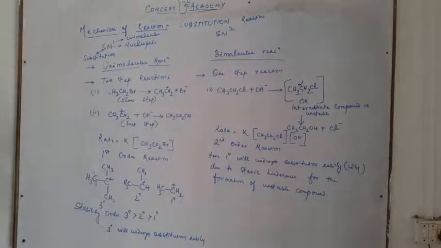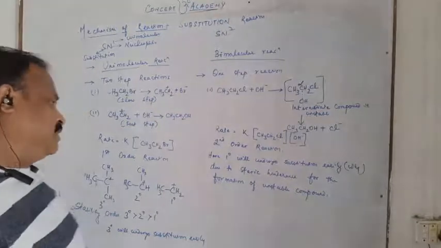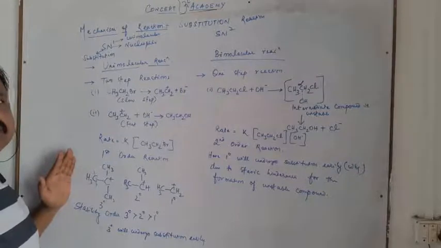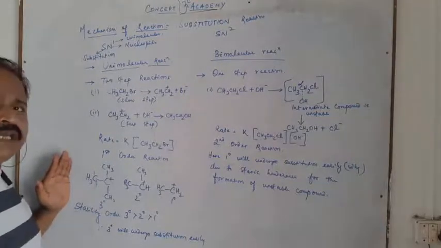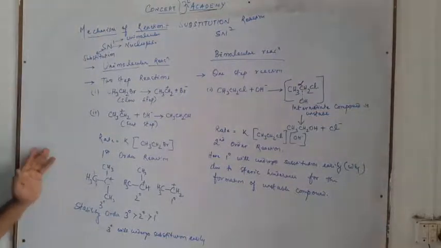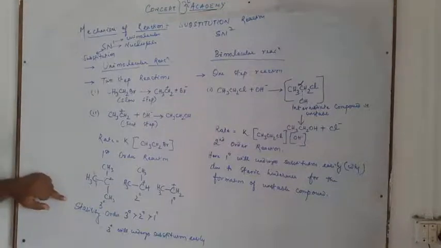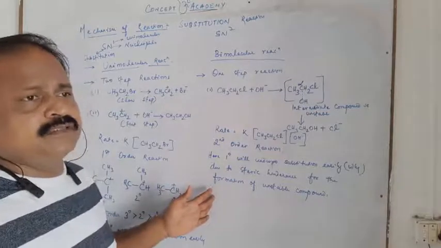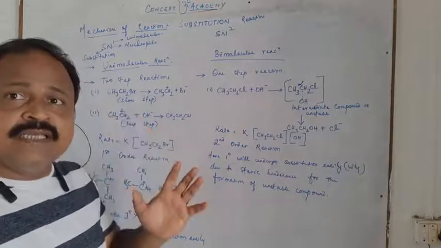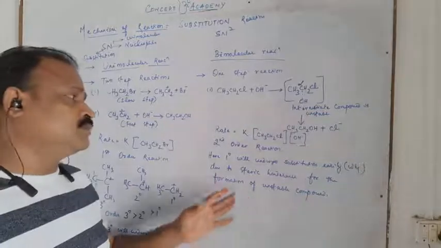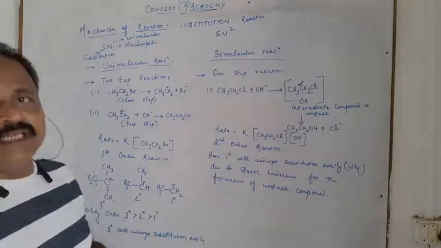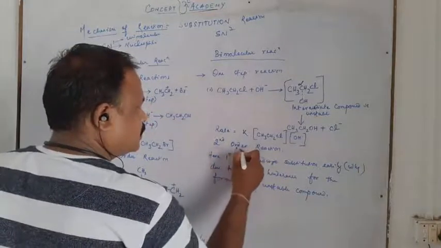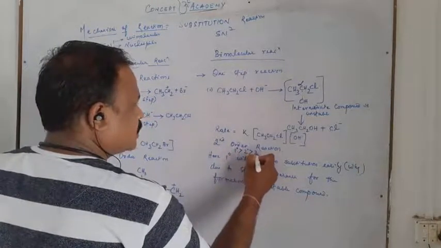Okay, now regarding stability, if we see here, these carbocations, that is the 3 degree carbocation, is more stable than the 2 degree carbocation, which is more stable than 1 degree. Whereas in case of the bimolecular or SN2 mechanism, 1 degree comes first, then 2 degree, then 3 degree. Here 1 degree is more reactive than 2 degree, which is more reactive than 3 degree.